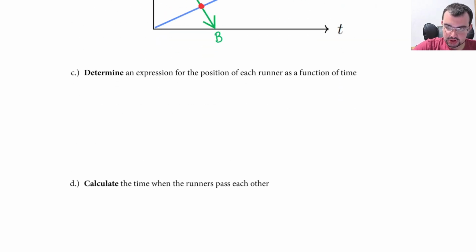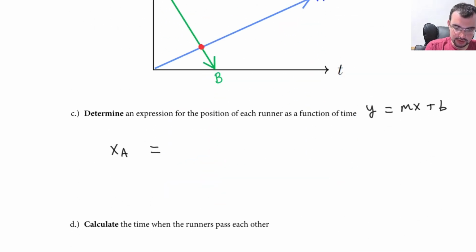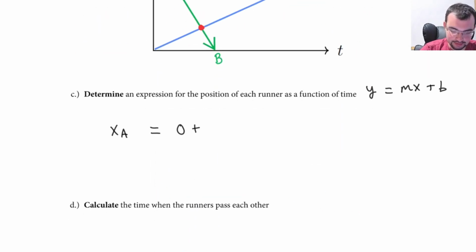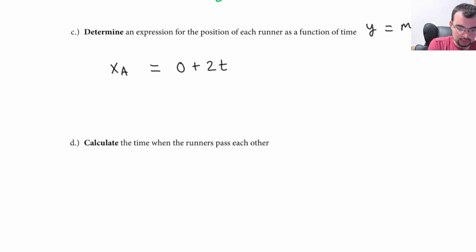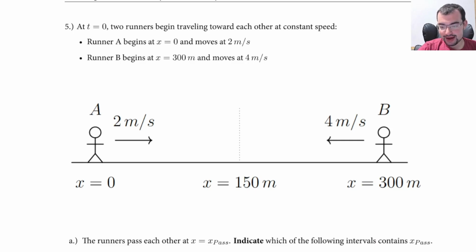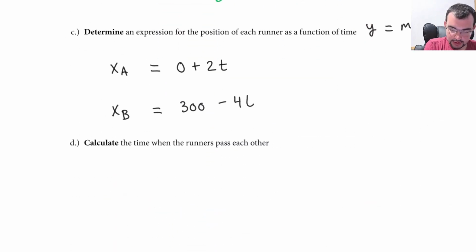So what is each position as a function of time? Well, these are linear, so it's going to be y equals mx plus b. For A, notice that runner A starts at 0, and they gain 2 meters every second, so plus 2t. Runner B starts at 300, and they're gaining 4 meters every second. But we have to be careful because their x value is not going up, their x value is going down. So we actually write this as negative 4t.